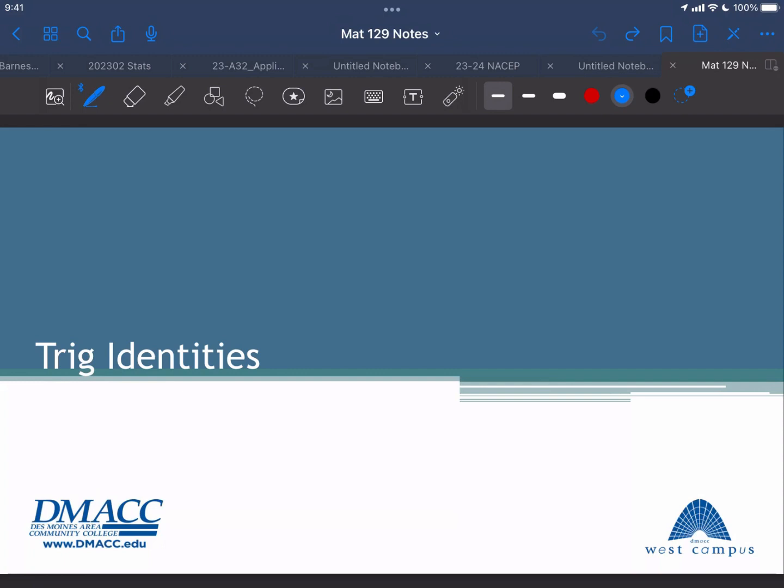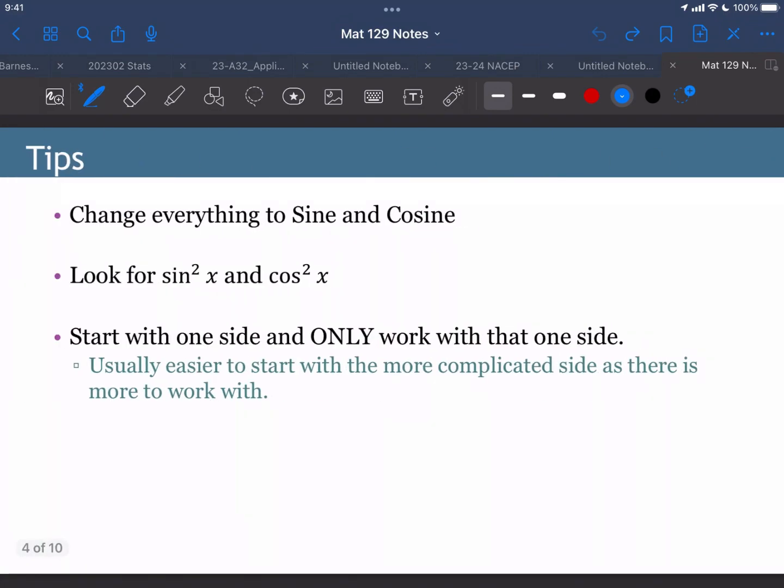I just want to take some time today and look at some things about trig identities. I know students always struggle with this, and so let's just get into it here. First of all, some big tips. Change everything to sine and cosine. That's a really good tactic. You don't have to do that, but it can be very helpful.